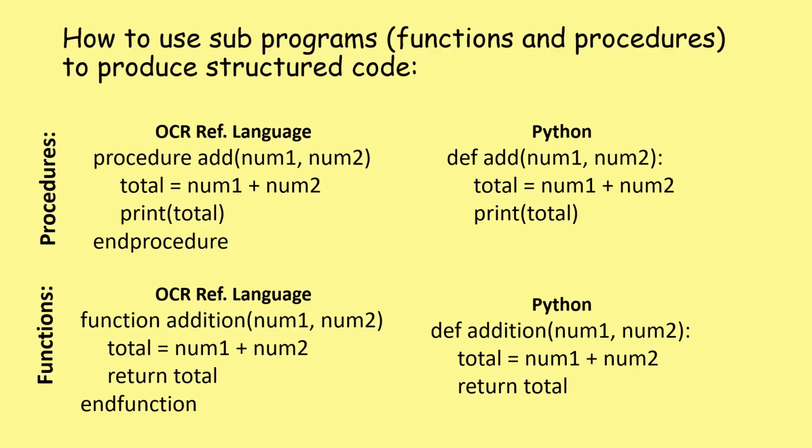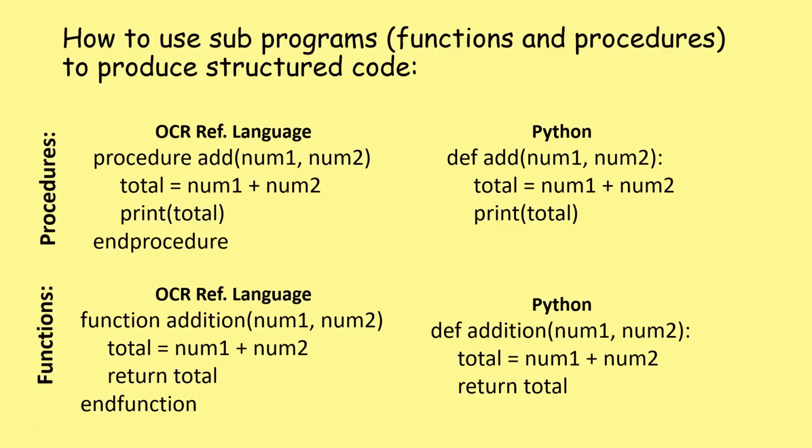In Python, we don't have the procedure keyword. We use def for define. So we just use def whether it's a procedure or a function. We have the name and the parameters, and then we do the code that we need to. And we know this add subprogram is a procedure, not a function, because we're not returning anything.